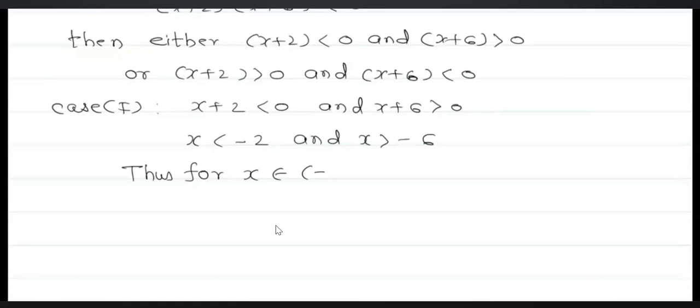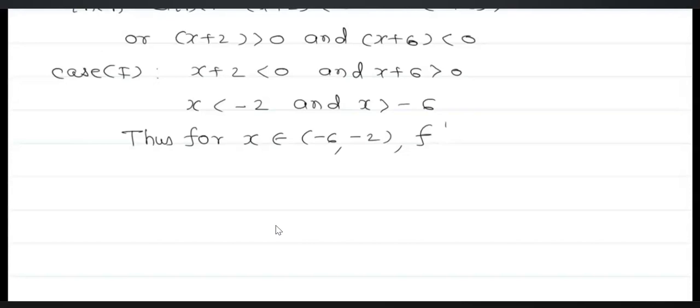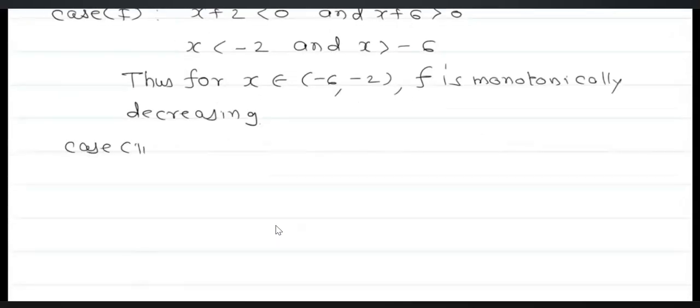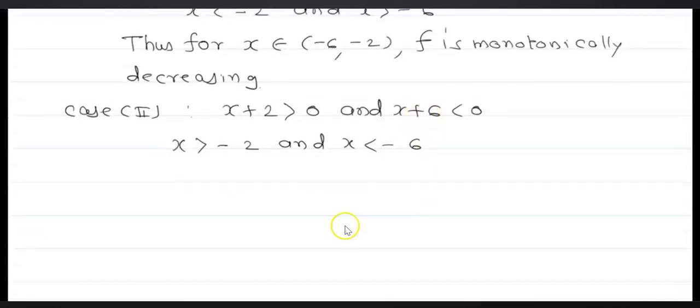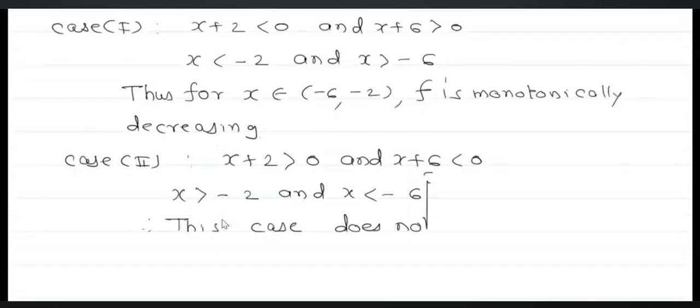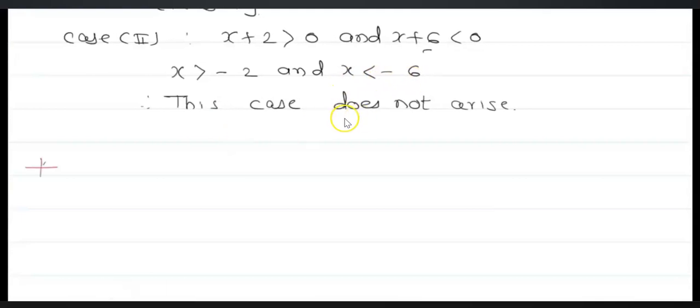Thus, for x belongs to minus 6 to minus 2, f is monotonically decreasing. In the second case, if x plus 2 is greater than 0 and x plus 6 is less than 0, then x is greater than minus 2 and x is less than minus 6. If you solve it, this case does not exist. Once it says that x is greater than minus 2, and in the other that x is less than minus 6, this is not possible.